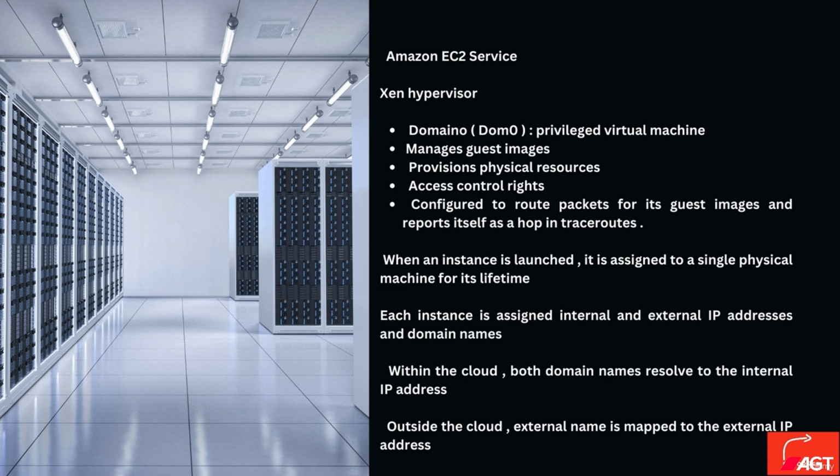On EC2, a single physical machine is designated as the instance's permanent home when it is launched. Each instance is given a domain name, an internal and external IP address, or both. The internal IP address is a private address based on the RFC 1918 standard, whereas the external IP address is a public IPv4 address. Both domain names within the cloud resolve to the internal IP address, whilst the external name is mapped to the external IP address outside the cloud.